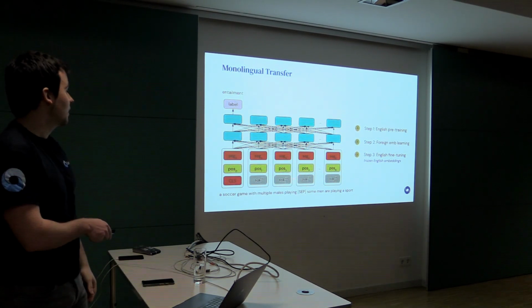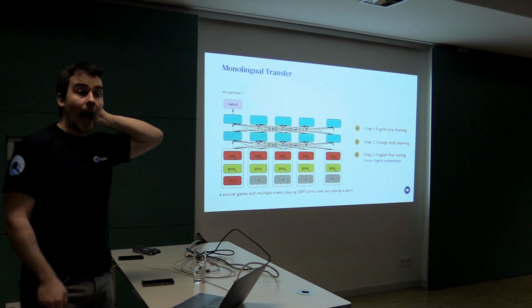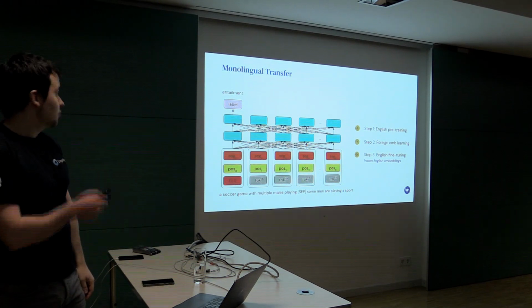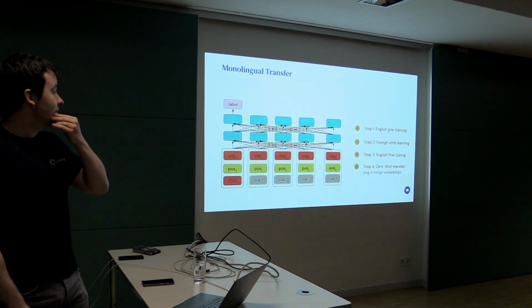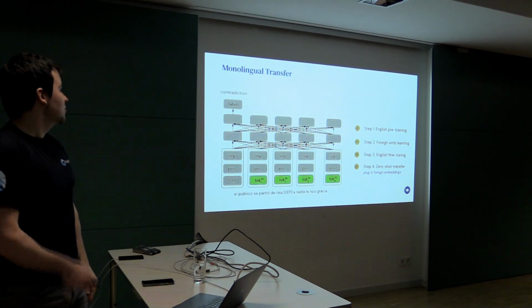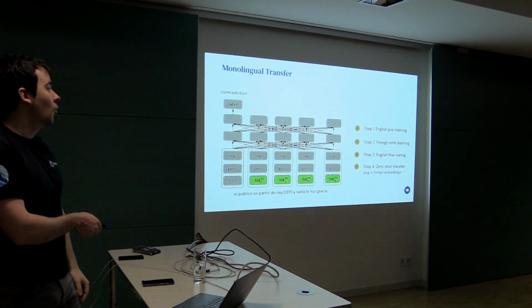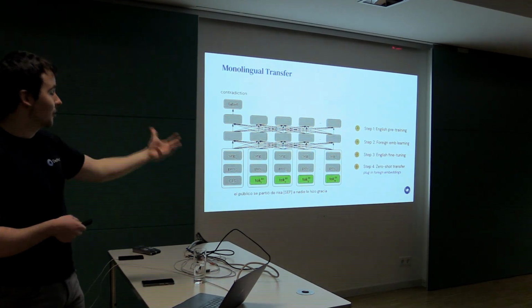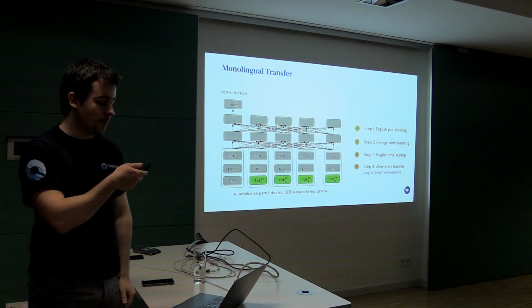So we update all of the parameters except for our English token embeddings. And in the zero-shot transfer phase, we apply the same model as before to the target language, just swapping in our embeddings from the target language and hoping that they are aligned to the remainder of the model.